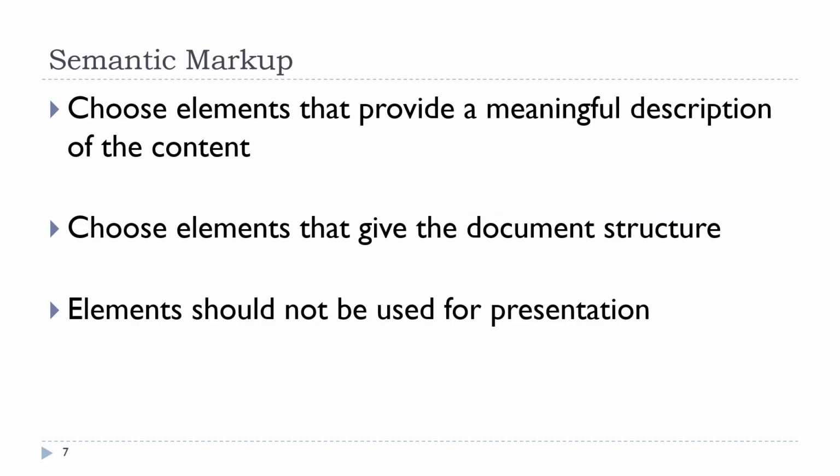In HTML5, we want to emphasize semantic markup. The word semantic means meaning. You want to choose an element that provides some kind of meaningful description of the content, such as, is it a header section? Is it a heading? Is it a paragraph? Is it a list? So you want to choose elements that give the document structure. You don't want to choose an HTML element because of how it's going to make the content look on the page. Elements are not used for presentation. That's the job of CSS. You want to choose the element that gives the document some kind of meaningful structure.